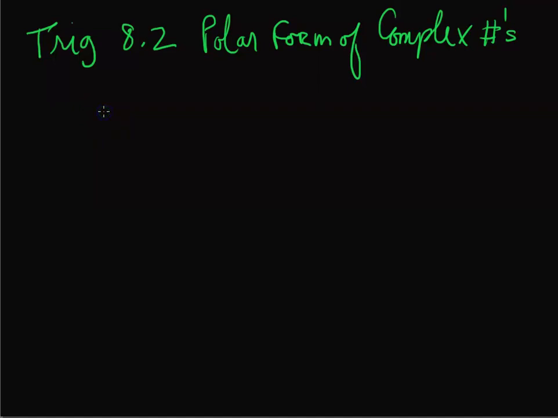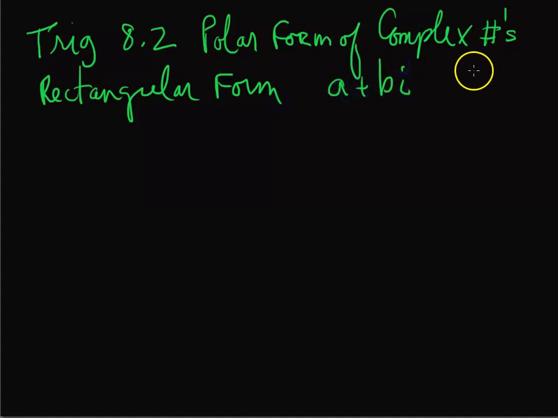Okay, Trig 8.2, polar form of complex numbers. A rectangular form is that a plus bi form. And it's because when you plot a point, a, b, then you create a rectangle. Of course, this is that vector also that you create. You create a lot of different things.